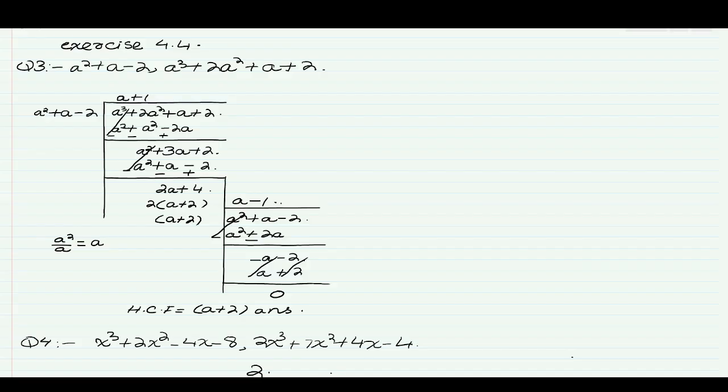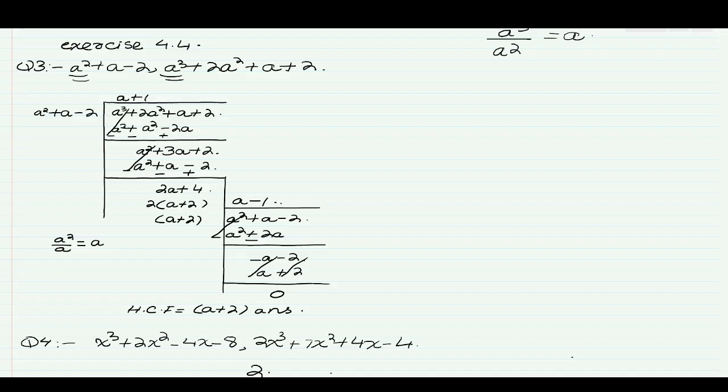Now how are we going to solve division method questions? It's pretty easy. First look at the second polynomial and its first term, that is a cube. Now look at the first polynomial and its first term, that is a square. If we take a cube and divide that by a square, we get only a. So that means that a cube is greater than a square.